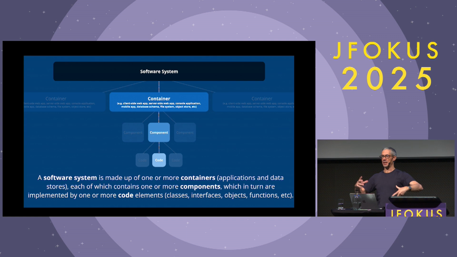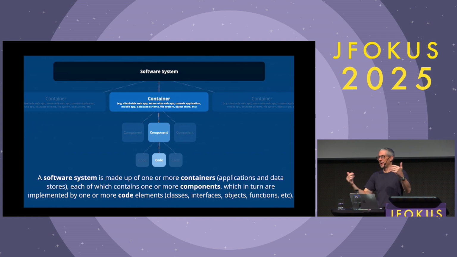C4 is essentially two things. It's a set of hierarchical abstractions and a set of hierarchical diagram types that map onto those abstractions. So this is the set of abstractions that sits behind C4. The biggest of these is what I'm going to call a software system. A software system is typically something that a single team is building, has ownership of, and can see the internal implementation details of.